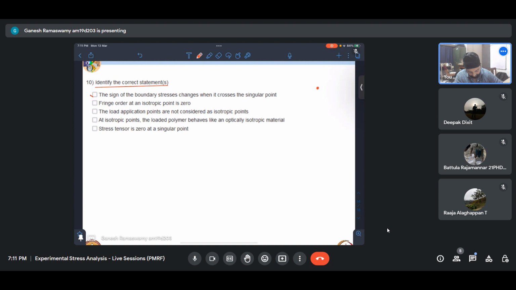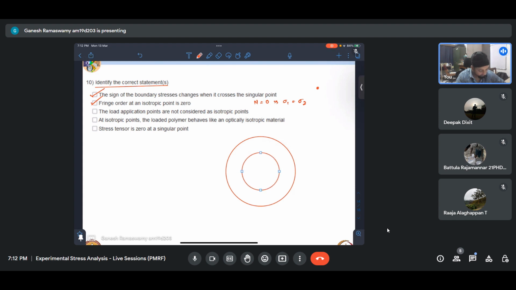Fringe order at an isotropic point is 0. Yes. Essentially n is 0, which implies sigma 1 is equal to sigma 2. But it does not say that the stress tensor is 0. That only holds in case of a singular point. So the load application points are not considered isotropic points. Yes, if you see our ring problem, it has been shown in the lecture also in detail.